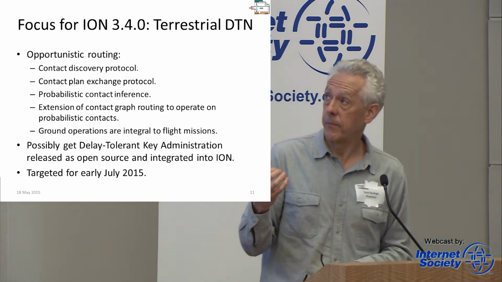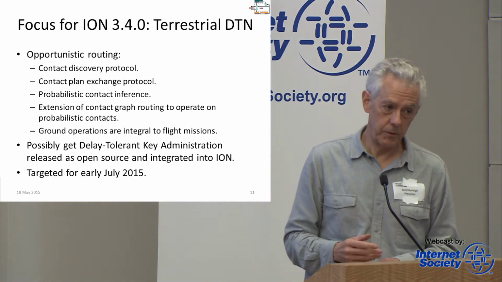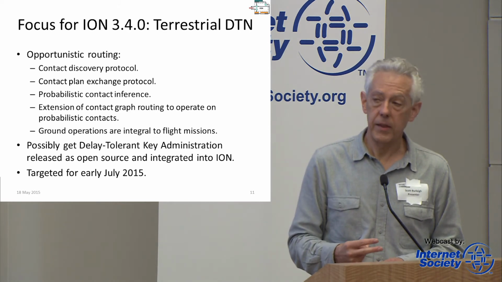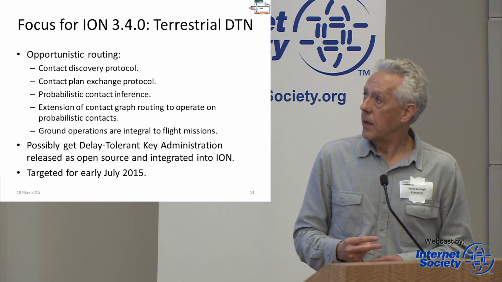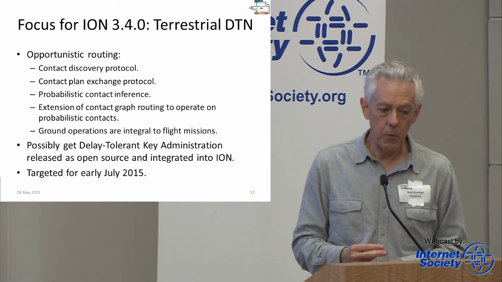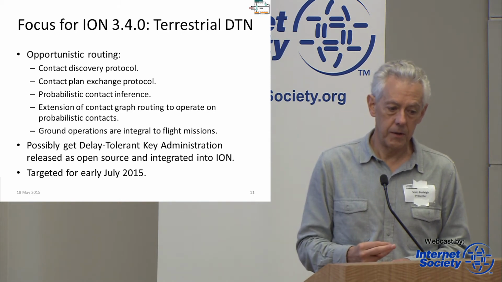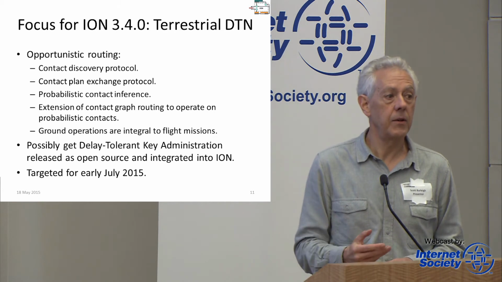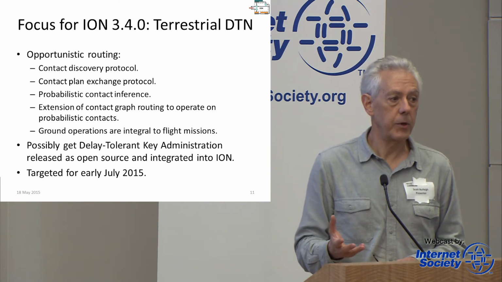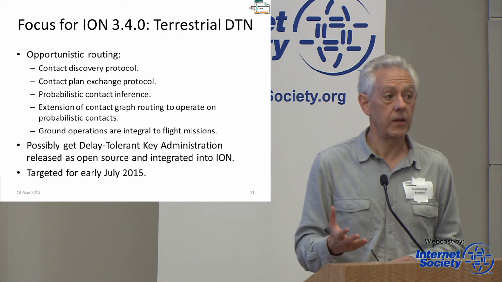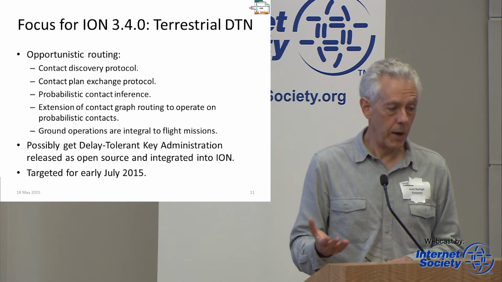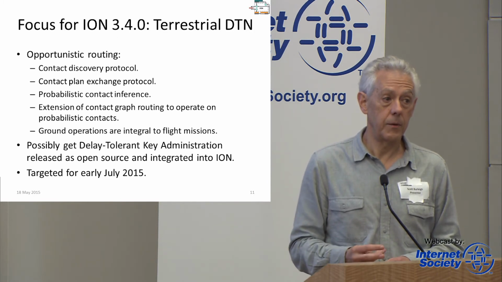So that involves inference of probabilistic contacts, which also is a kind of a research problem. We'll do something primitive, I think, for the 3.4.0 release and try to refine that over time. The last point there is that the motivation for a lot of this stuff is that for flight operations, the end-to-end network that we use to operate spacecraft includes people who might be in charge of operating instruments or elements of a spacecraft that are not necessarily at their desks at the time something happens. So you need to be able to reach out into the terrestrial network with opportunistic forwarding to reach those people. The ground operations are an important part of the end-to-end spaceflight operations network.